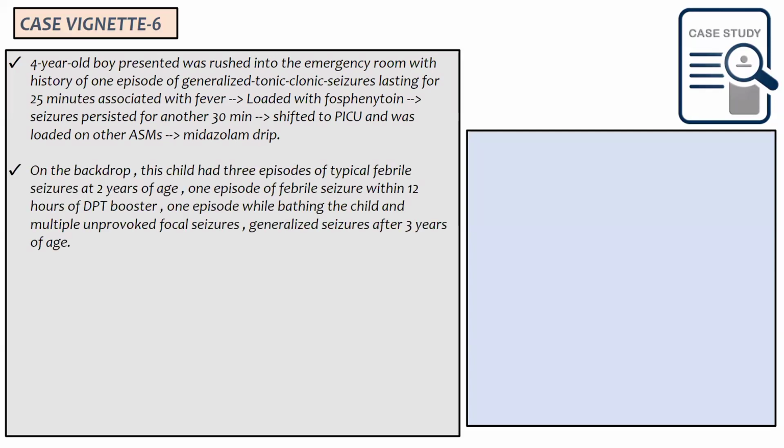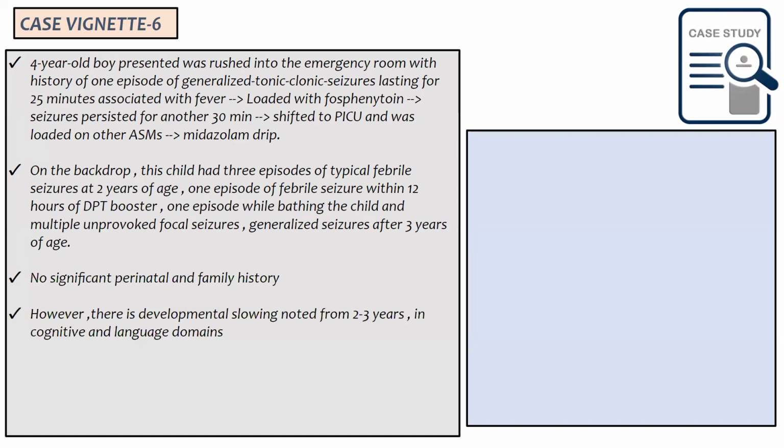On the backdrop, the child had 3 episodes of typical febrile seizures at 2 years, 1 episode of febrile seizure within 12 hours of DPT booster, 1 episode while bathing the child, with multiple unprovoked focal seizures and generalized seizures after 3 years of age. So this child seems to have a lot of different types of seizures, but I have given you a lot of clues.